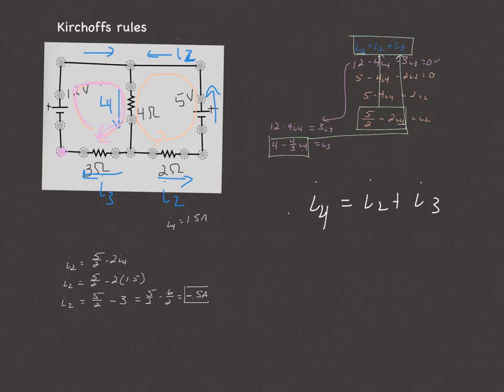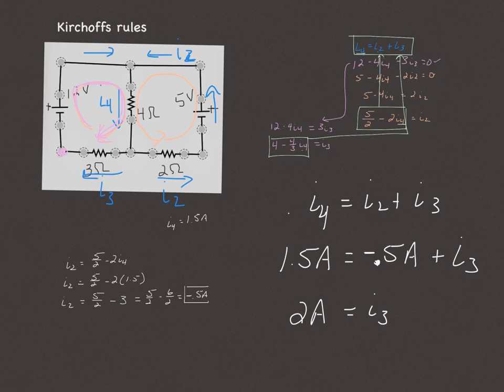We know that I4 is 1.5 amps. We know that I2 is negative 0.5 amps. And we don't know I3. So if we add the 0.5 amps over to the other side, we'll get 2 amps. And I3 is equal to 2 amps. So I3 is 2 amps, I4 is 1.5, and I2 is negative 0.5. And that would be the entire problem.